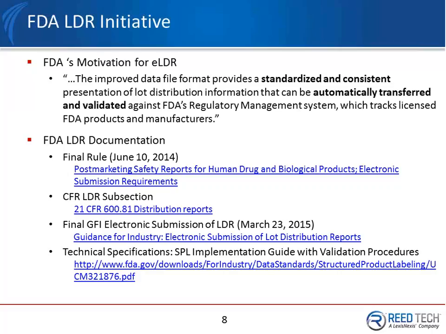Starting off with the FDA's motivation for electronic lot distribution reporting, the FDA stated that they would like an improved data file format providing a standardized and consistent presentation of lot distribution information that can be automatically transferred and validated against the FDA's regulatory management system, which tracks licensed FDA products and manufacturers. Previously, as you know, this information was not being submitted electronically, so there were limitations to how the FDA could use the data. This ties together with the initiatives of about the last 10 years, as Ben mentioned, getting into electronic drug labeling and then product listing. The FDA is asking for more of this information to be submitted electronically so they can better manage it on their end for safety and surveillance reasons.